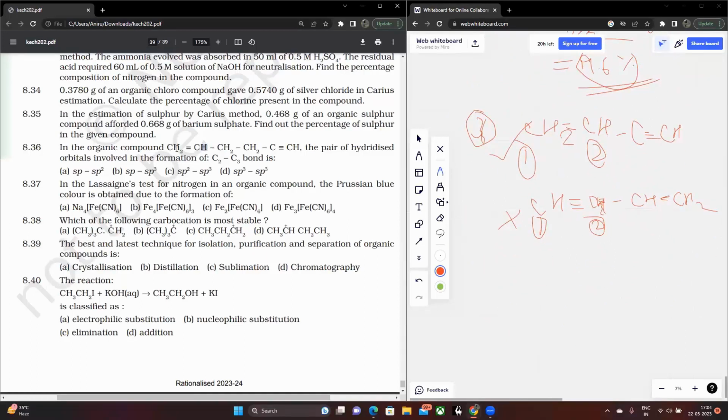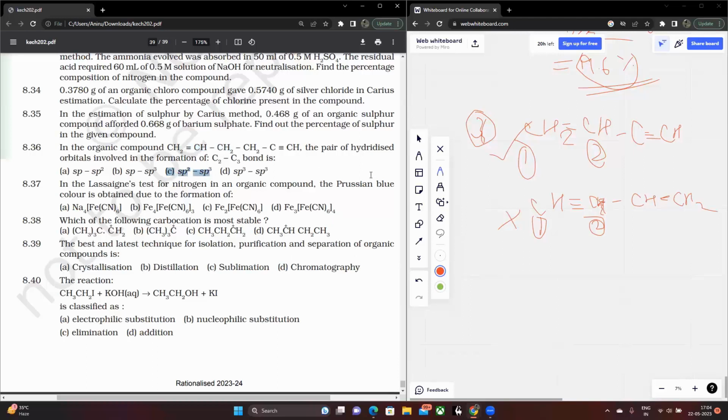Right. So basically over here, this is carbon 1, this is carbon 2, this is carbon 3, right? So the hybridized orbitals involved in the formation of this bond is basically, here it's sp2, here it's sp3, and so it's sp2-sp3, that's option C, right?